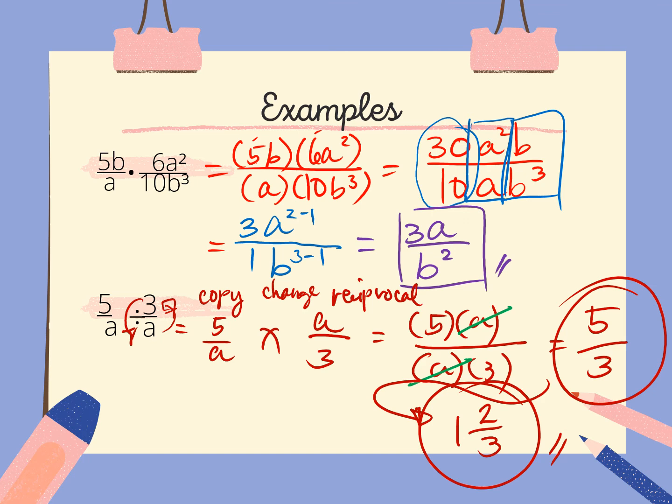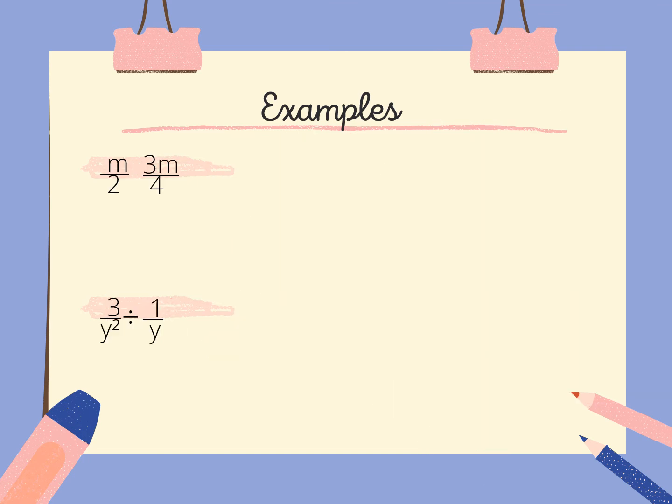And that is how you divide rational algebraic expressions. So, let's have another set of division. We have m over 2 divided by 3m over 4. Same procedure. First, we have to copy, so we have m over 2. Then change the operation to times, and get the reciprocal. So from 3m over 4, that will be 4 over 3m.